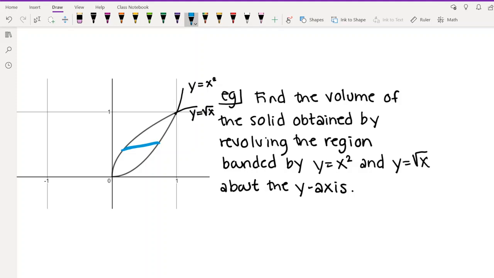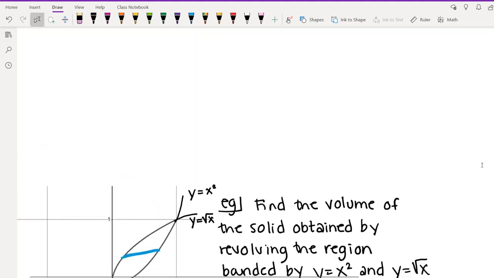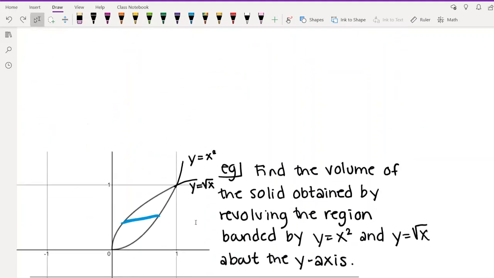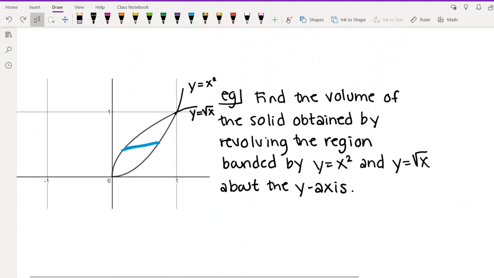So the difference is that in the previous examples, we had a shape that was all within one graph, right? And so that's why it would be difficult to figure out what this is. Whereas in this example, we have two different graphs. So you can just subtract them to figure out what that distance is.